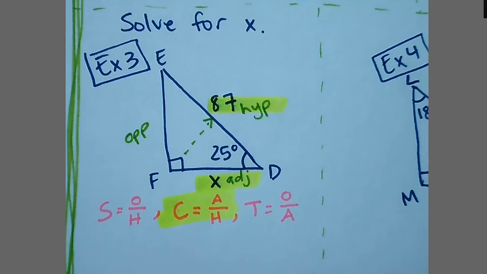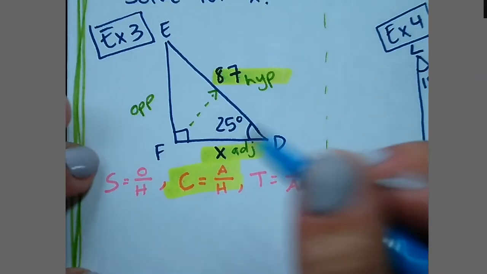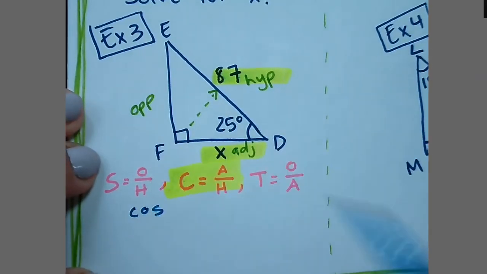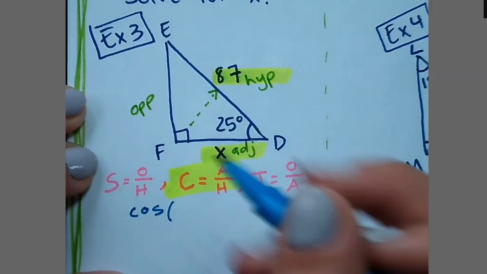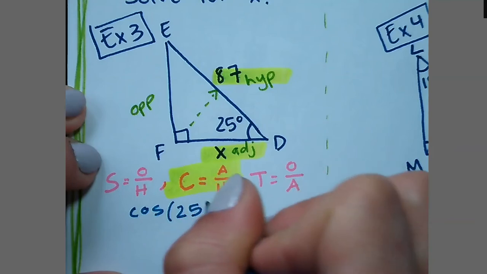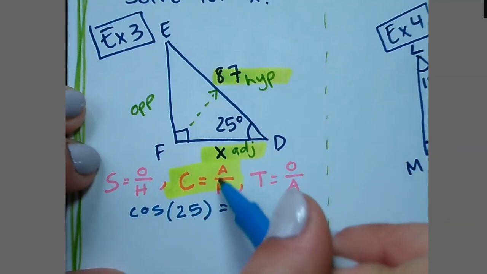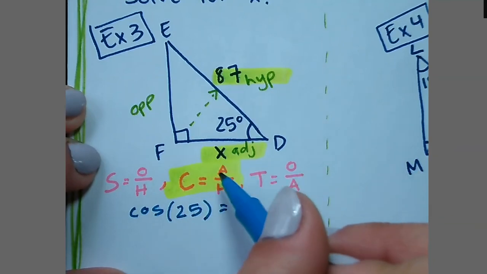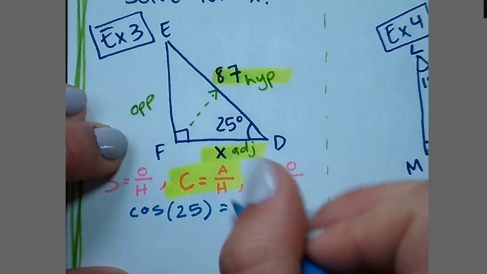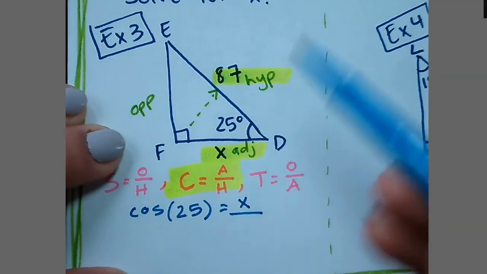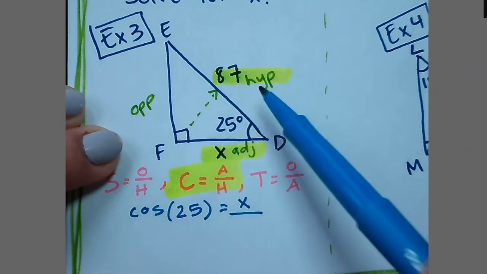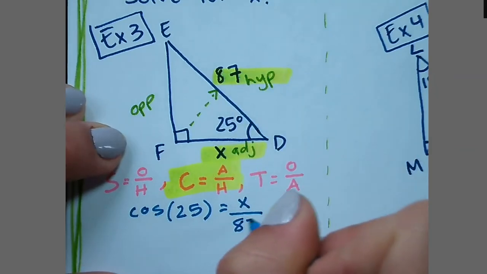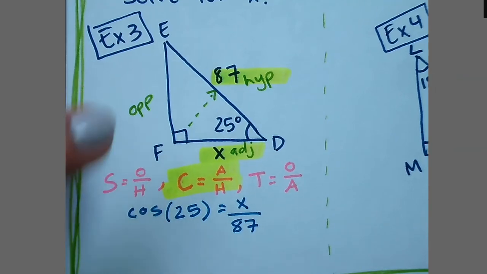And the way that you always write this is cosine of the angle. So the angle is going to go inside there. So we're going to put 25 equals the adjacent side. Okay, so that's whatever we labeled the adjacent. So we labeled it x divided by the hypotenuse. Okay, so whatever is labeled the hypotenuse is what's going to go on the bottom. Okay, so this is our setup here.